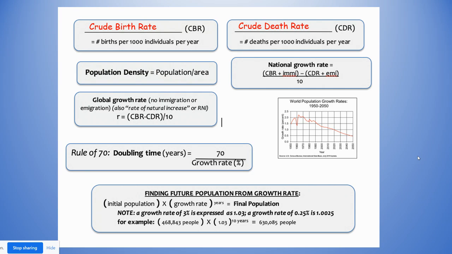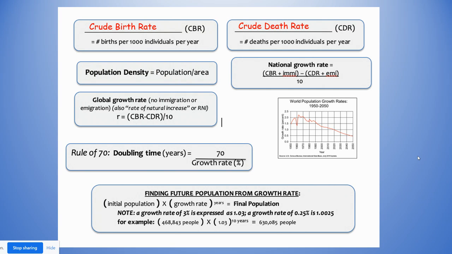Crude death rate is CDR, and that is the number of deaths per 1,000 individuals per year. So how many people born, how many people die. Population density is the population in a specific area, which means if they're asking for the density, you need to give the number of people and the unit area.